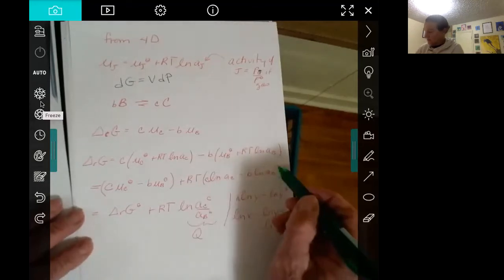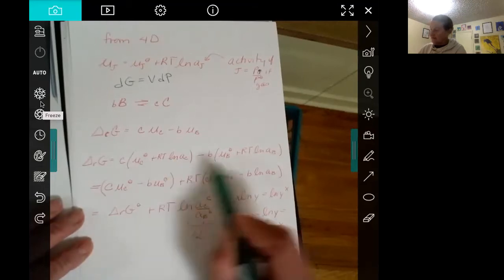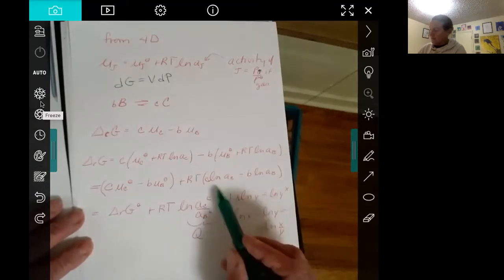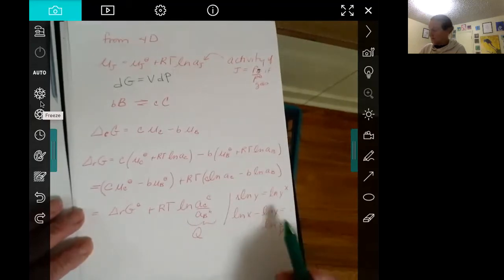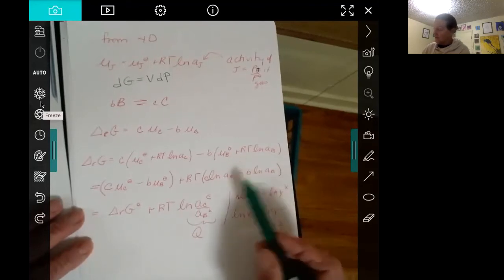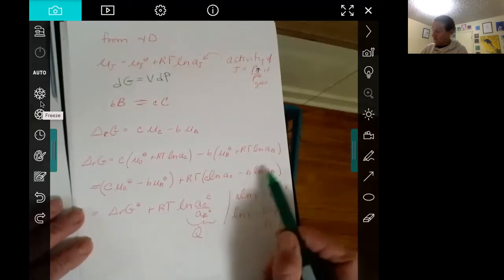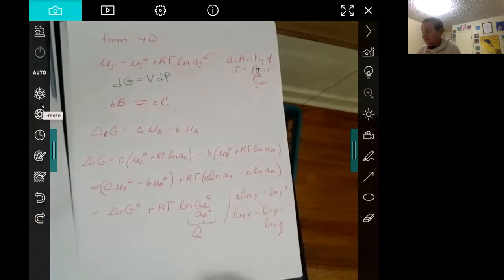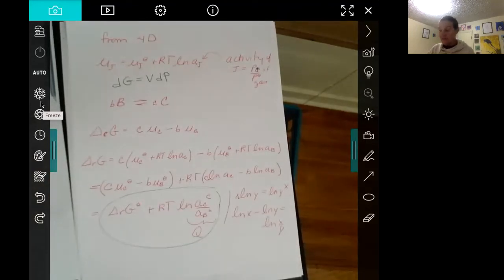And then if we pull out front the RT, we're going to have C ln of AC, B ln of AB, the difference of those two. C times ln of AC is ln of AC to the C, so that's just a natural log relationship. And when we take the difference of natural logs, it's just the natural log of the ratio. So I'm going to do that for each of these, take C up here, and then when it's minus ln of AB to the B, that goes in the denominator. And so here's the equation that you used in 108, derived here so that you have a little better understanding of where it came from.